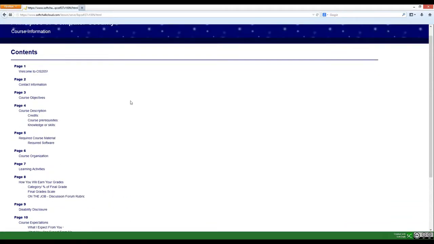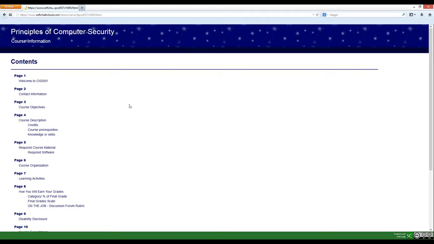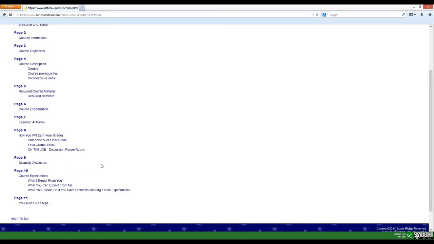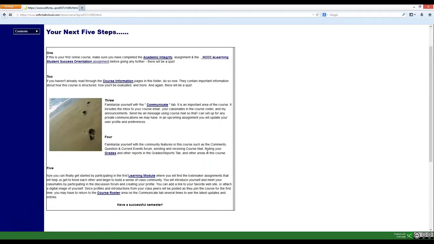In a course introduction and overview, like in a folder, sure, I think you could certainly include your discussion forum in that course introduction and overview. In a SoftChalk lesson like this, I think what we see here at the end is on the Your Next 5 Steps page, Loretta instructs them to go do that in the communicate area of the course.